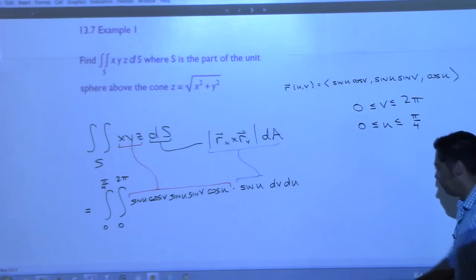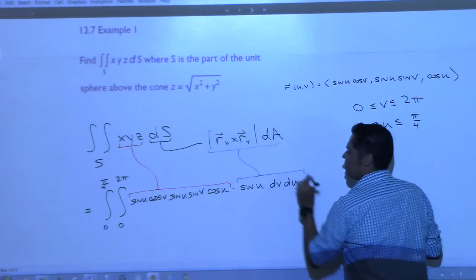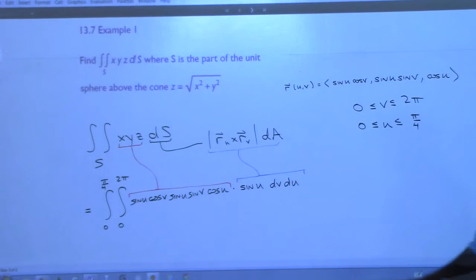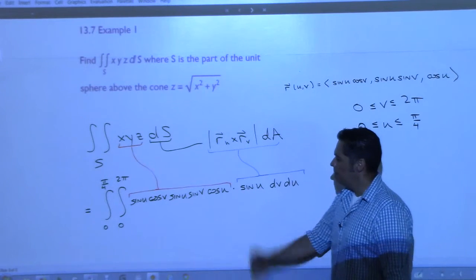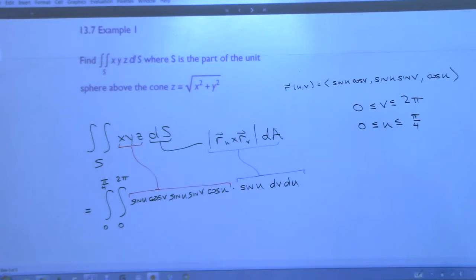There we go. Everyone understand where that all came from? So if we hadn't done that problem before, we would have had quite a bit of work in store for us. We would have had to take the partials of this, cross them, take the magnitude, do all that work just to get this one little piece right here.